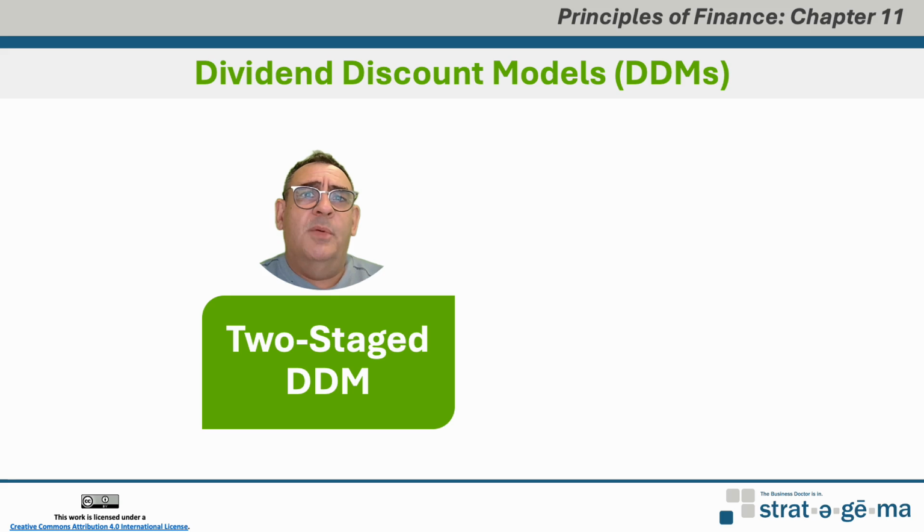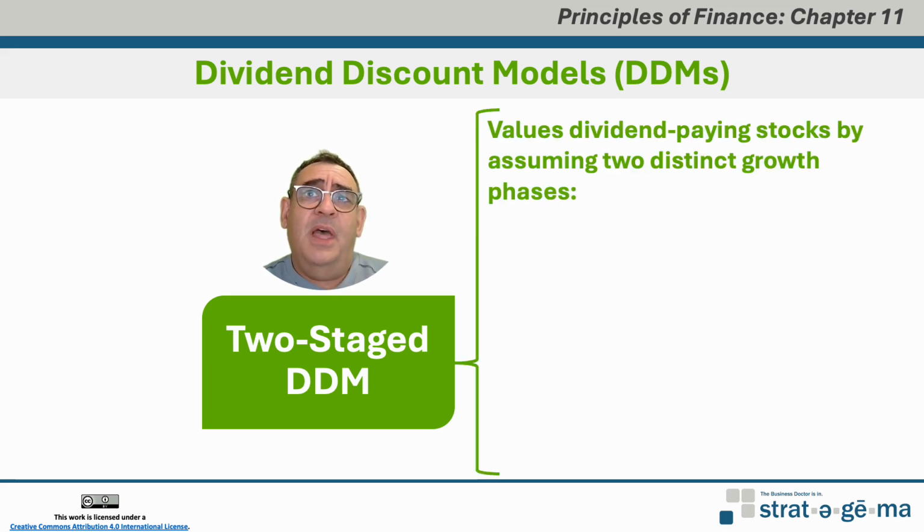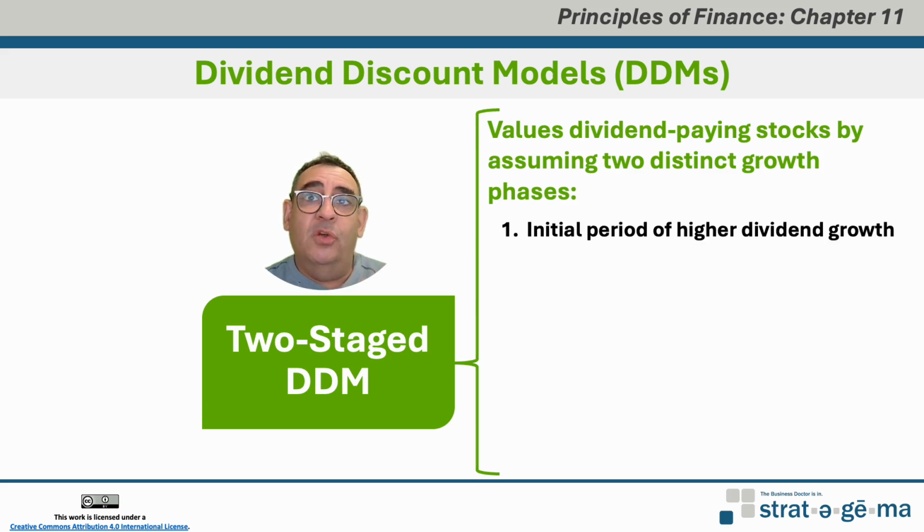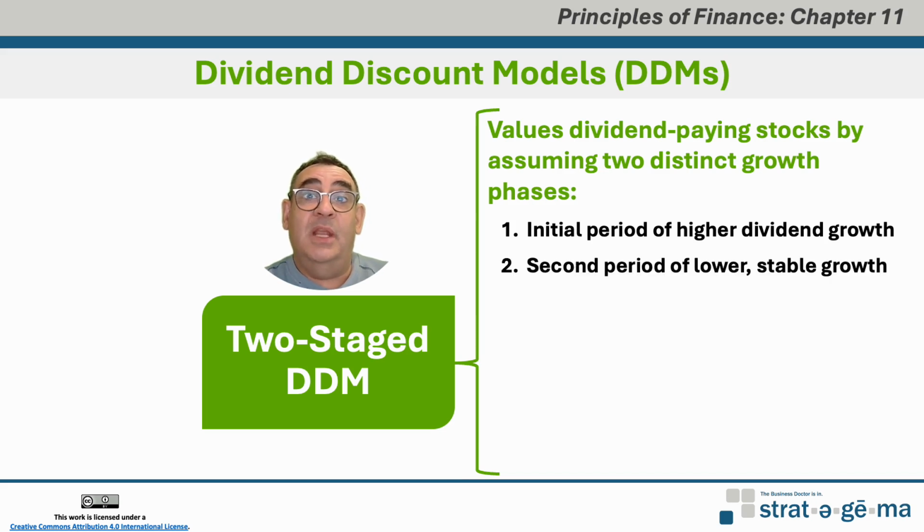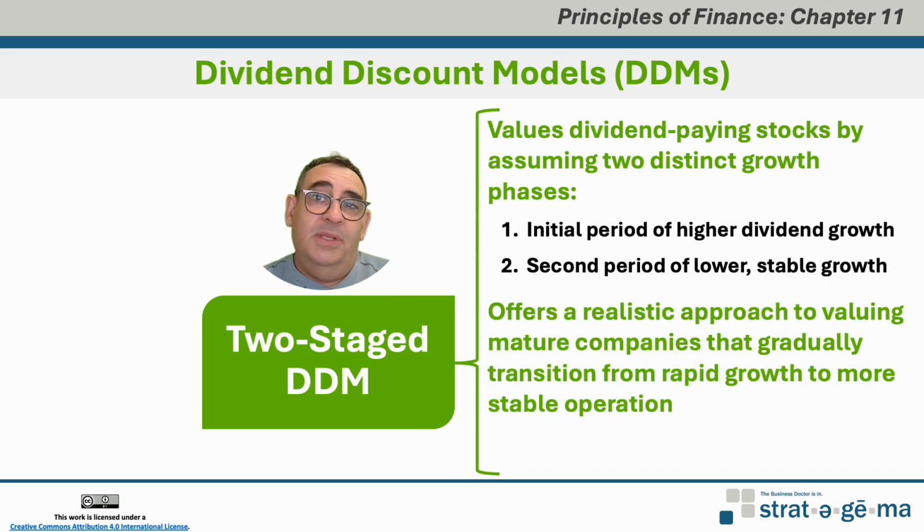The next one we'll just talk about briefly is a two-stage DDM model. So this values dividend stocks by assuming two distinct phases, an initial growth period at a higher rate. So let's say something that'll grow at 10% for the first 3 years, and then a second period of a lower stable growth rate. So this offers a bit more of a realistic approach to valuing mature companies that will transition from periods of rapid growth to more stable operations.